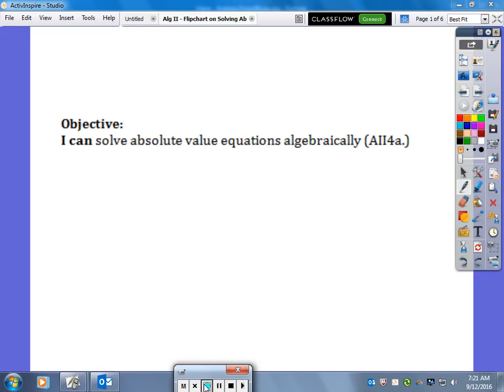Hello everybody and welcome to our fourth and last lesson in Unit 2, Absolute Value and Piecewise Functions. In our previous lesson we discussed how to solve an absolute value equation graphically. For today our objective will be: I can solve absolute value equations algebraically. So let's get started.